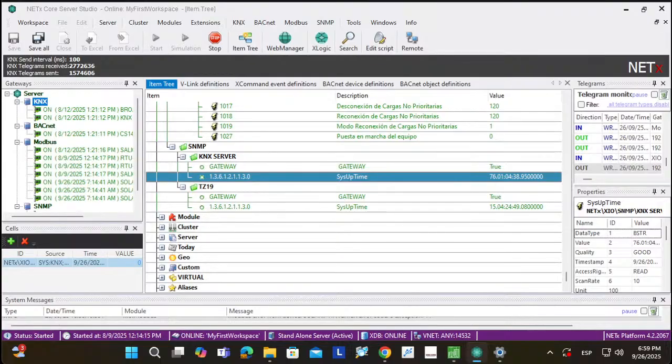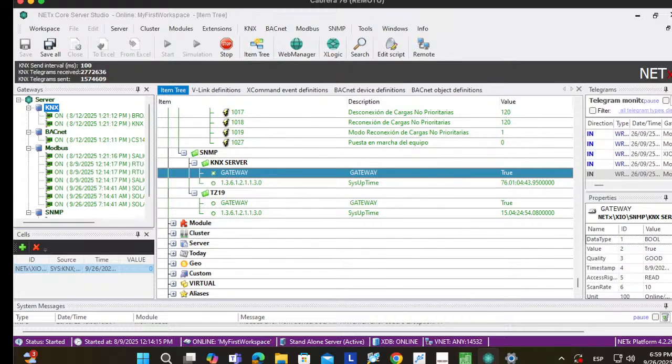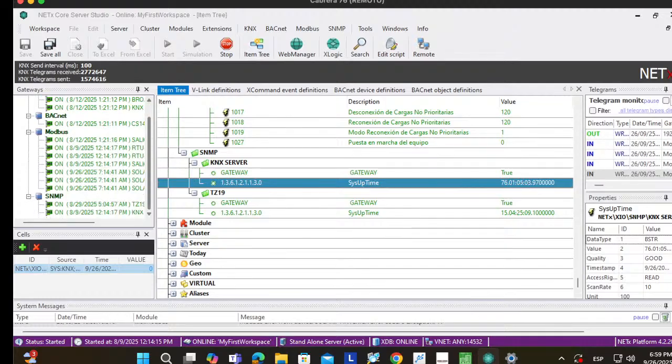I can read the value and it gets updated right away. It's great. Again, just to see if a device is alive or not, from my point of view, it makes sense. I was talking about this sys uptime. In this case, I'm monitoring through SNMP a KNX server and the 19 inch touch panel. Do I have some other protocol? No, in this project I only have these protocols.